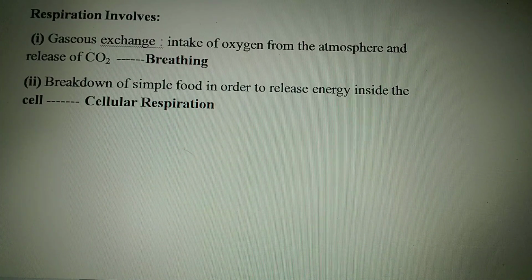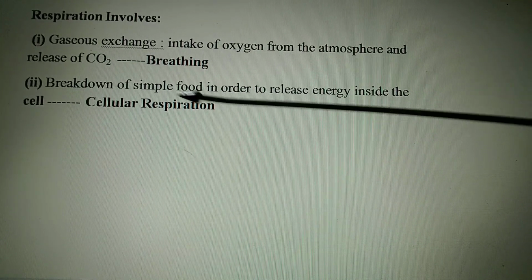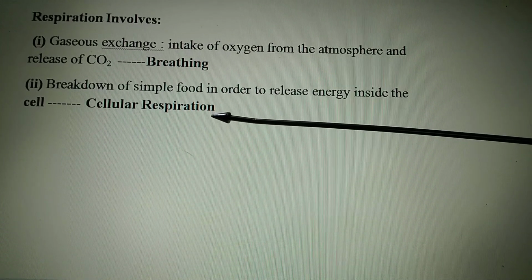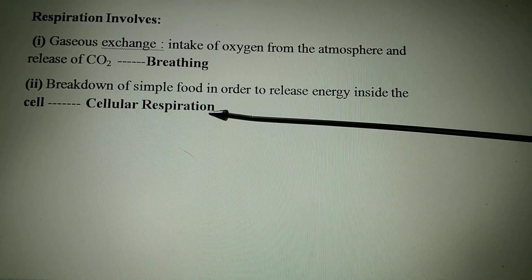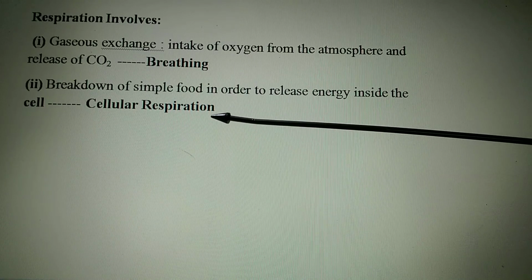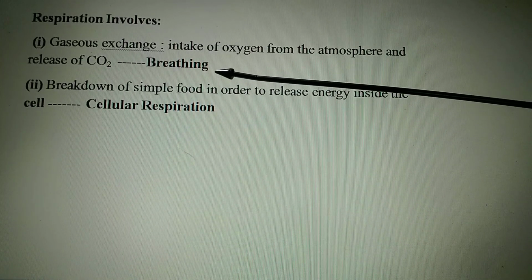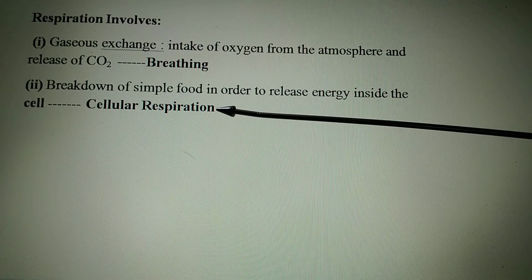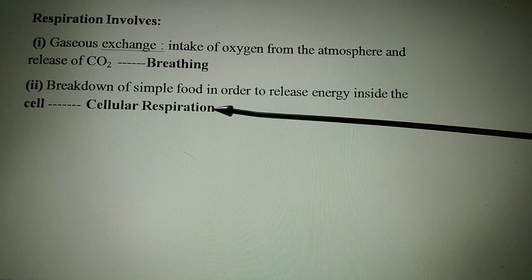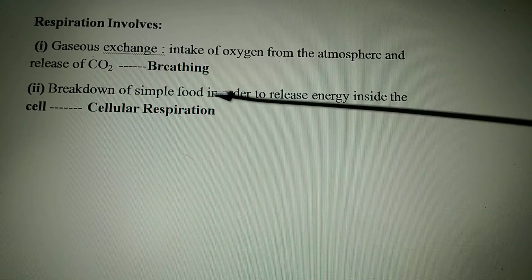The process of respiration involves two steps. One is breathing and another is cellular respiration. Breathing and respiration are different from each other. You always get confused, thinking that respiration and breathing are the same thing. No, they are totally different from each other.